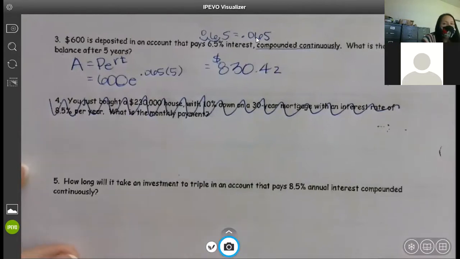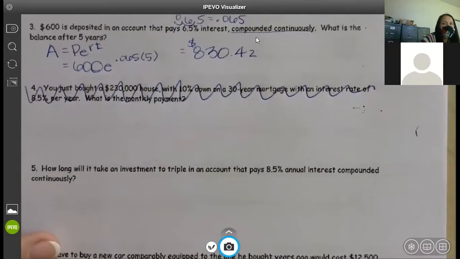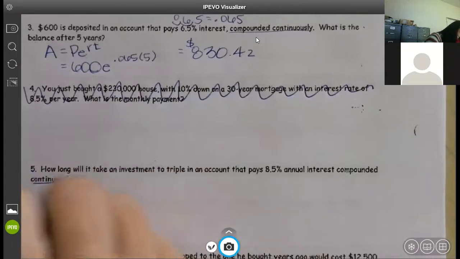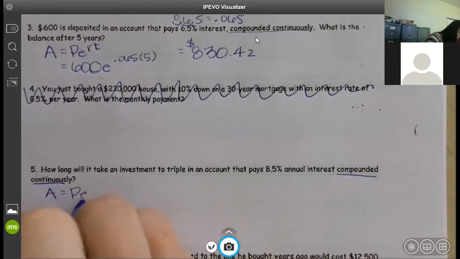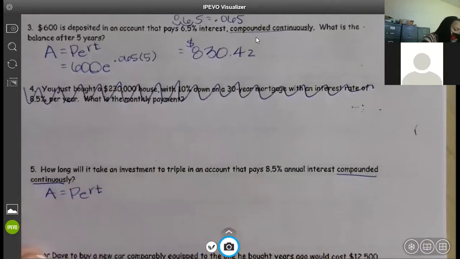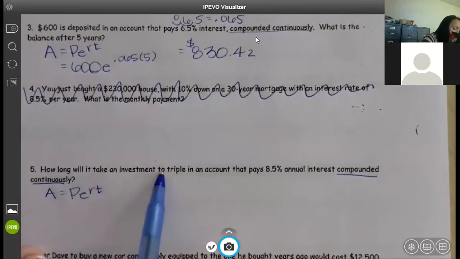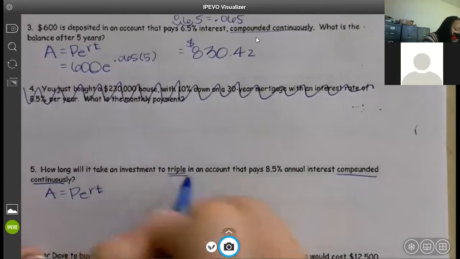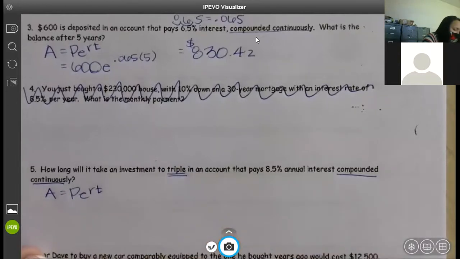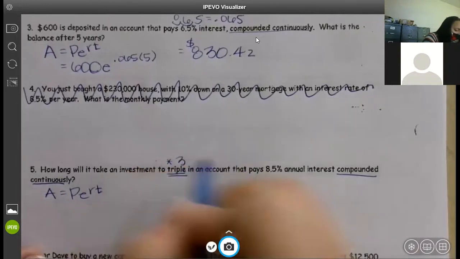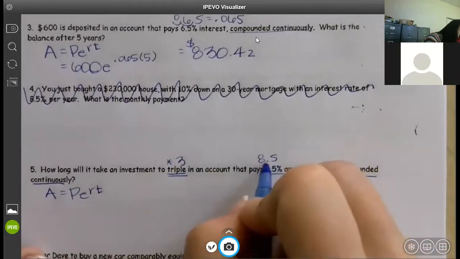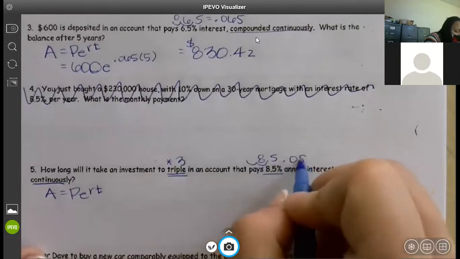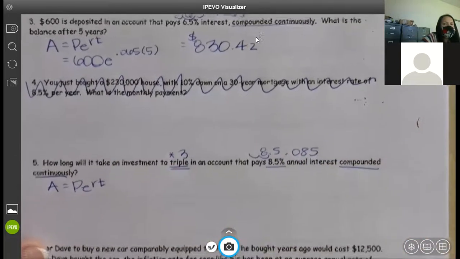All right. Number 5 is also compound continuously. So A equals P times E to the RT. It says, how long will it take? That's your T. How long will it take an investment to triple? What does that mean, triple? Times 3. In an account that pays 8.5% annual interest. So we're going to change that to 0.085.